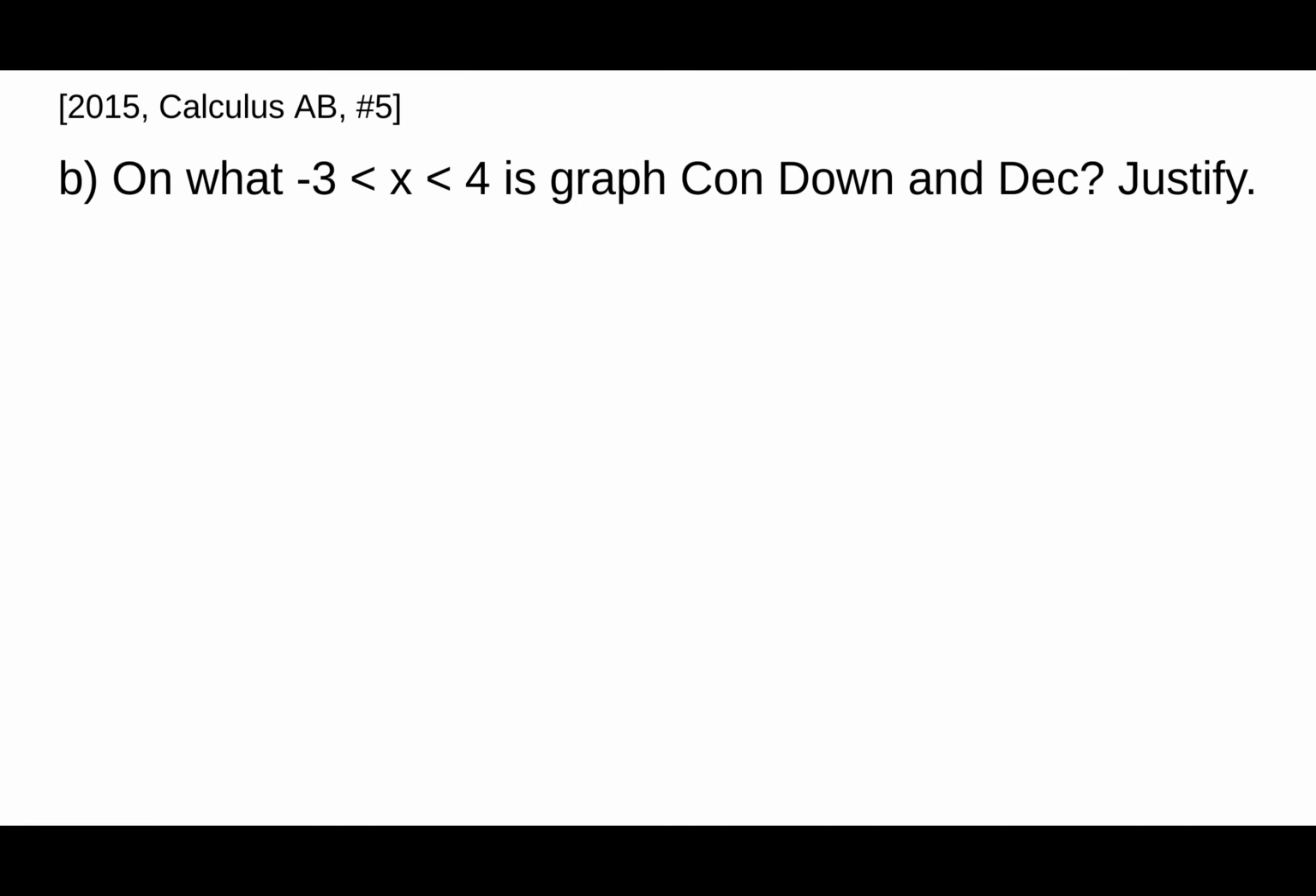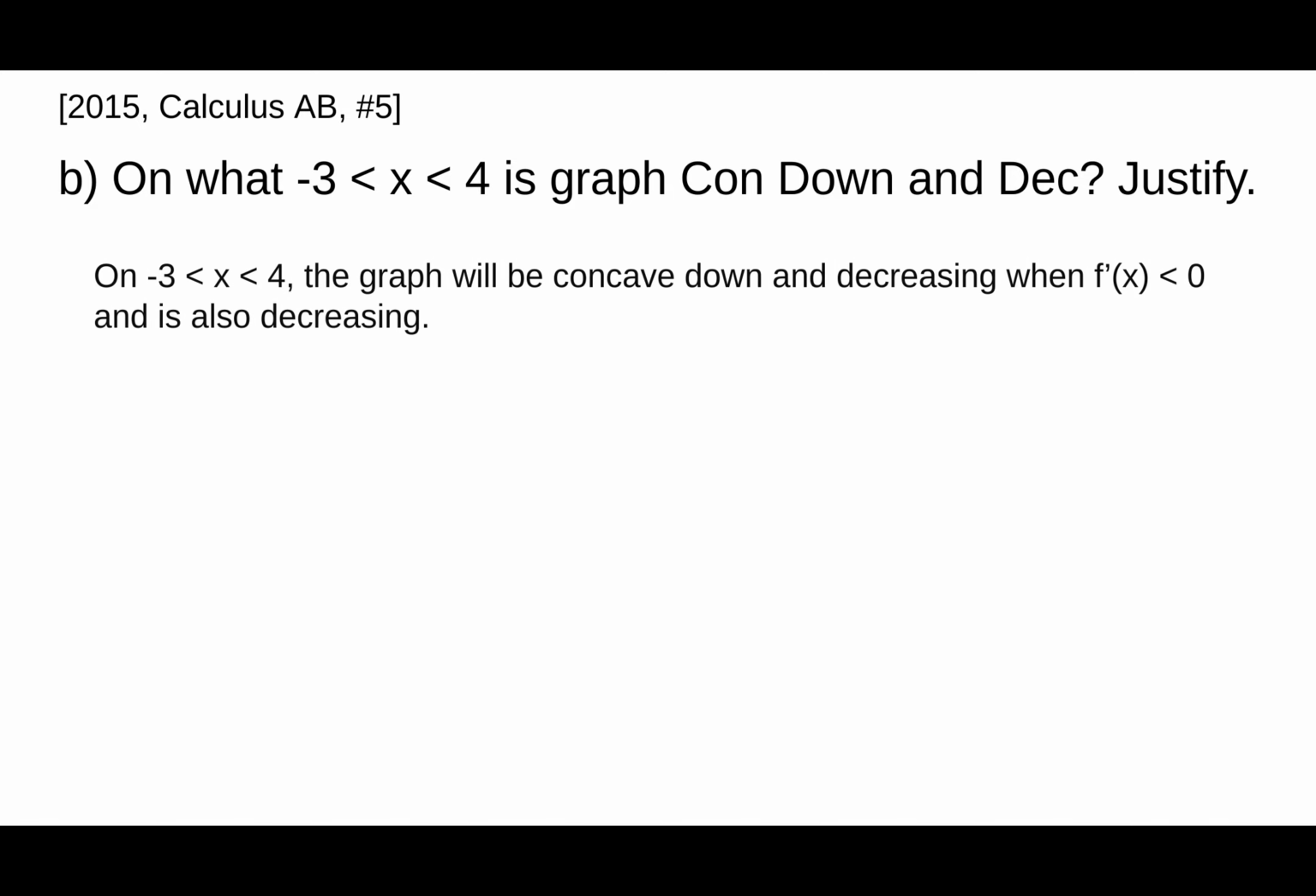In part B of the question, we are to consider the open interval from negative 3 to 4 and determine when on that interval the graph is concave down and decreasing. On the open interval from negative 3 to 4, the graph will be concave down and decreasing whenever the derivative of f is less than 0 and is itself decreasing. So we need the derivative of f to be negative, which would indicate where the graph of f is decreasing, and we need the derivative of f to be decreasing itself, which would mean the second derivative is negative, which would mean that f is concave down.